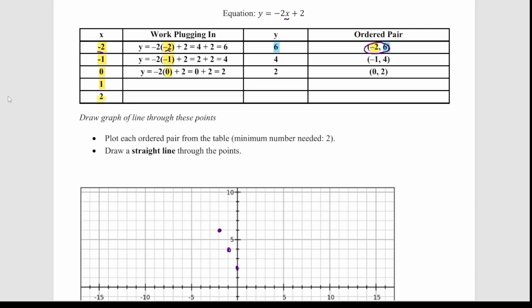So go ahead and pause your video and try to plug in these last two suggested points, and then see if it forms a nice, beautiful straight line. So for these last 2 points, if I were to plug in positive 1, negative 2 times 1 is negative 2, plus 2 is going to give us a 0. So we just confirm there's the point 1, 0. Similarly, if I were to plug in positive 2, negative 2 times 2 is negative 4, plus 2 is going to get us negative 2. So we just confirm there's the point 2, negative 2.